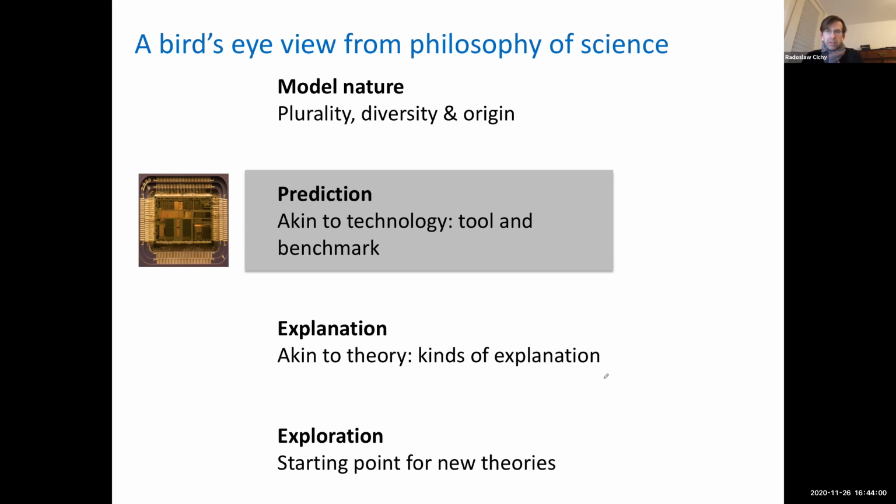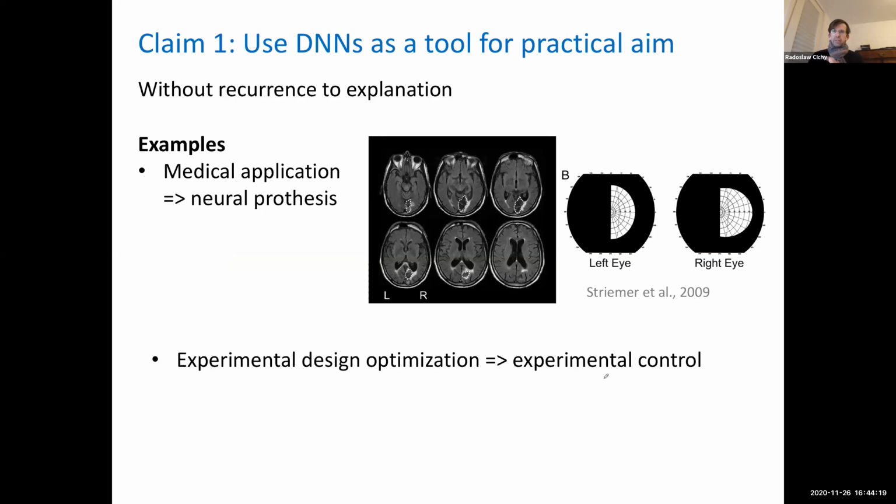In the second part, I would like to talk about the first goal of scientific practice, which is prediction, where we try to use models or science to predict the state of the future. This means that we use networks as tools or as benchmarks. The first way that I would like to claim deep networks are useful for science is that they can be used as a tool for a practical aim. And this has nothing to do with explanation. So forget about explanation for the time being.